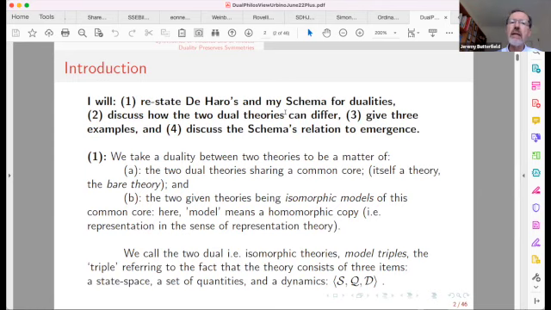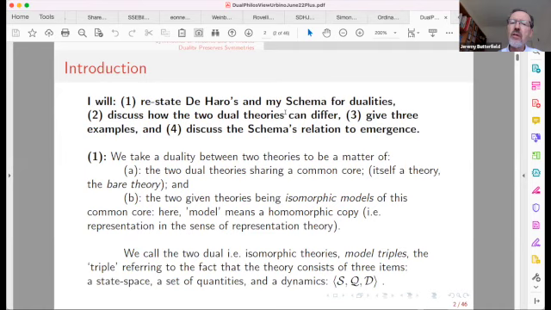So number 1 immediately then is that Sebastian and I take a duality to be a matter of 2 dual theories having a common core, which is called the Baire theory. And the 2 theories are instantiations of the Baire theory, or representations of it, or realizations of it in the sense of representation theory, which really means that there might be a not injective map. It's homomorphism rather than isomorphism. But when you go down to the level of these 2 representations, the one is isomorphic to the other.